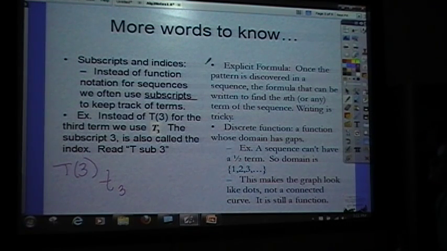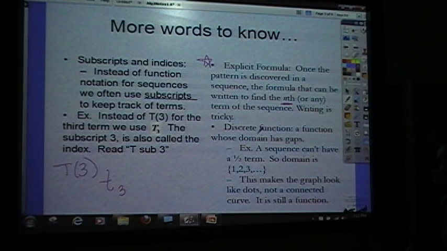Okay, an explicit formula. An explicit formula is the pattern, a shortcut, a formula we can use to find that 100th triangle without actually drawing it. Once the pattern is discovered in the sequence, the formula that can be written to find the nth term, basically any term, the 100th, the 13th, the 52nd, you can just plug it in and then you will be able to tell how many dots would be in that 52nd triangle. That's called an explicit formula.